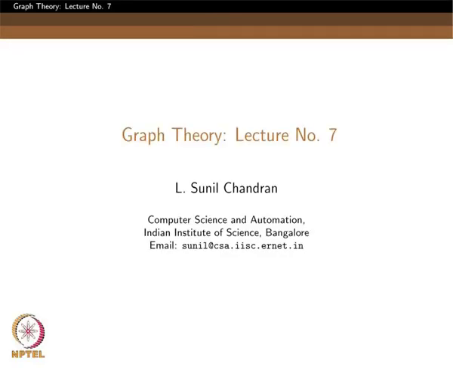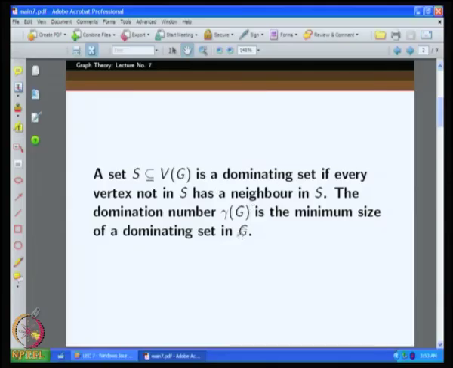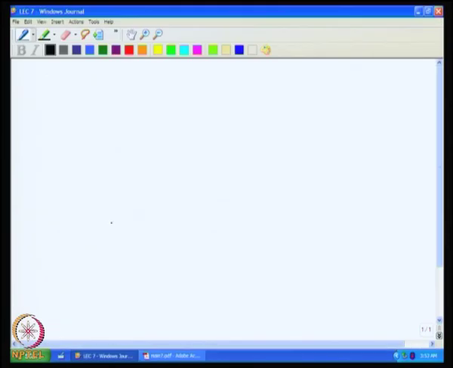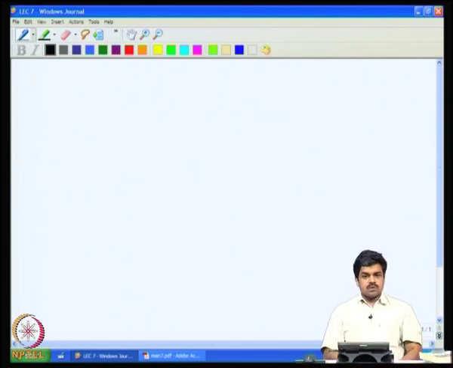So, welcome to the 7th lecture of graph theory. Today we will look at a notion called dominating sets. In the last few classes we had discussed vertex cover, edge cover, etc. So we start from the vertex cover now.